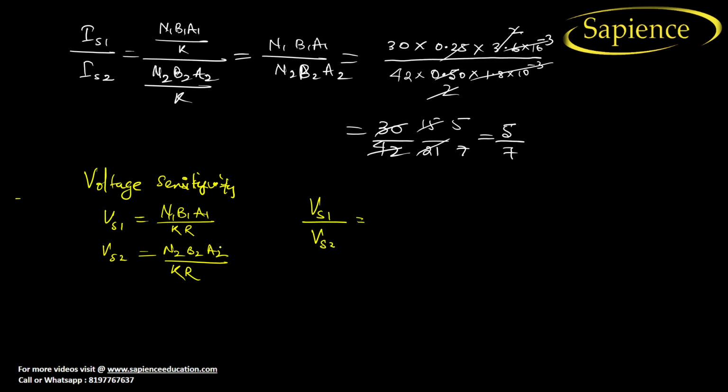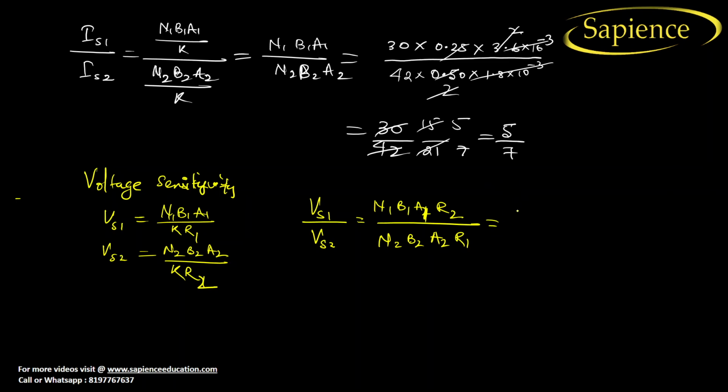Now when you do this, K and K get cancelled out. So this will be N1 B1 A1 into R2 divided by N2 B2 A2, and this will be R1. So just put the values.